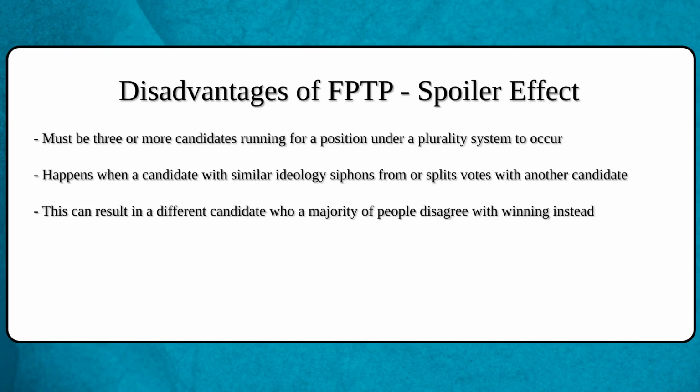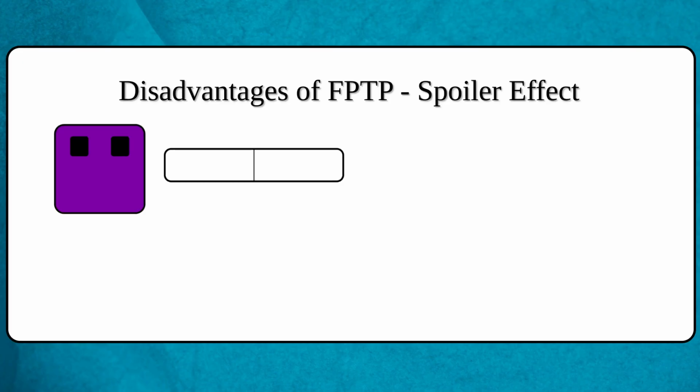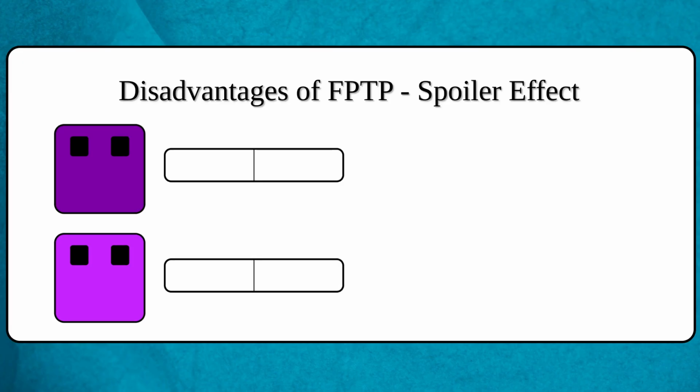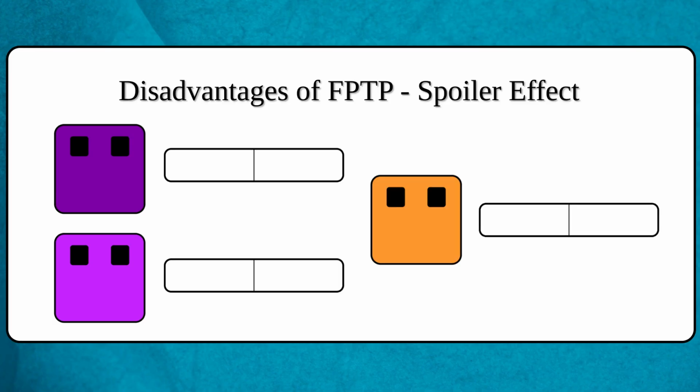In other words, let's say that candidates A, B, and C are running for a seat in the legislature. Candidate A is part of the Purple Party, B is a member of the Magenta Party, and C is running for the Orange Party. In this scenario, the Purple and Magenta parties are certainly not identical, but are similar enough for voters from either party to prefer them to any candidate from the Orange Party. The election is held and the results are as follows.